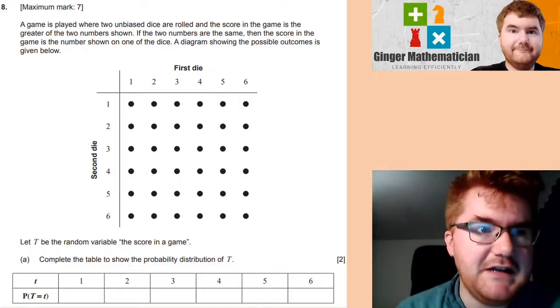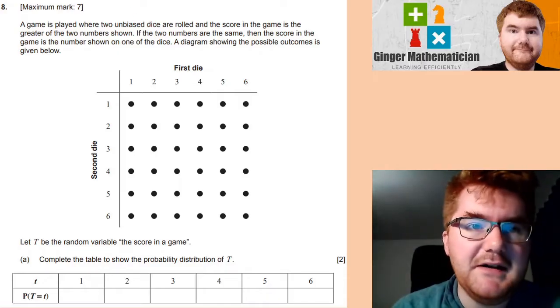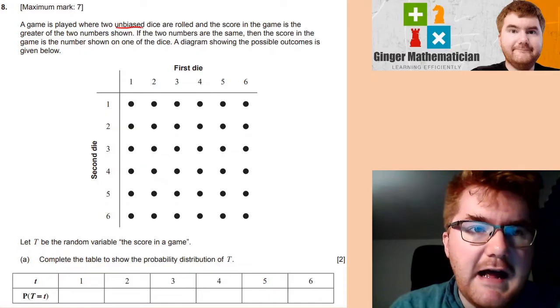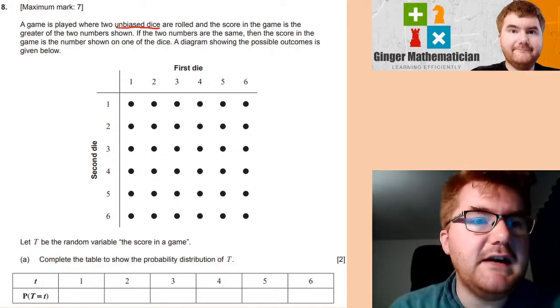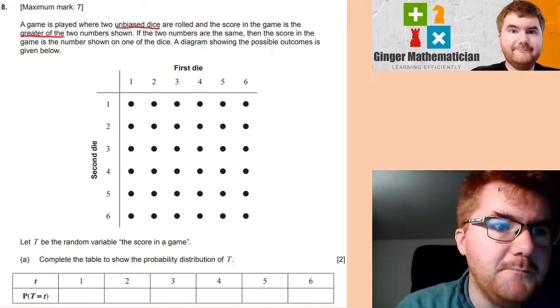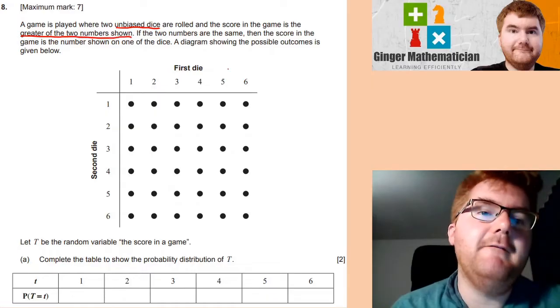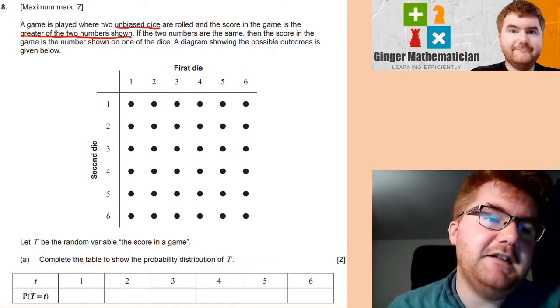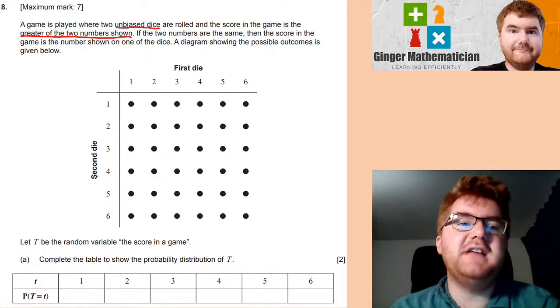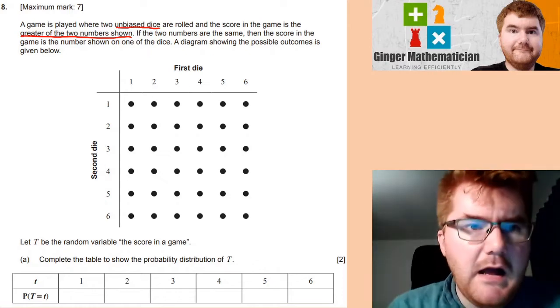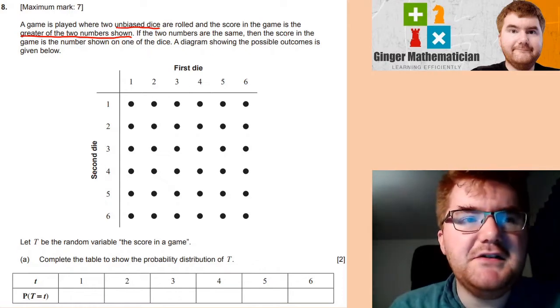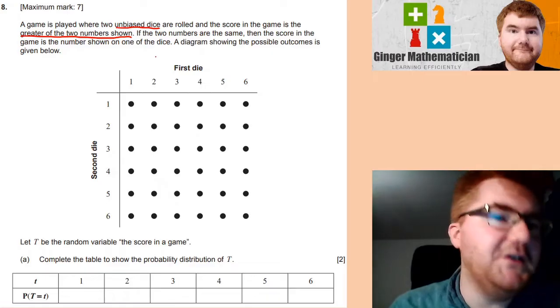Right, so question 8. A game is played where two unbiased dice are rolled and the score in the game is the greater of the two numbers shown. So say I get 4 on the first dice and a 5 on the second dice, then I would take 5 as my answer. And if two numbers are the same, then the score in the game is the number shown on one of the dice.